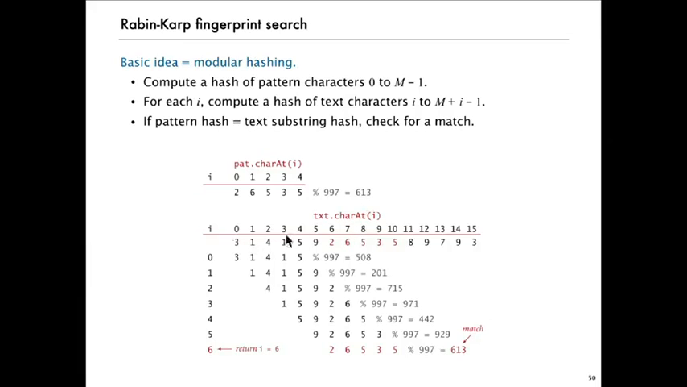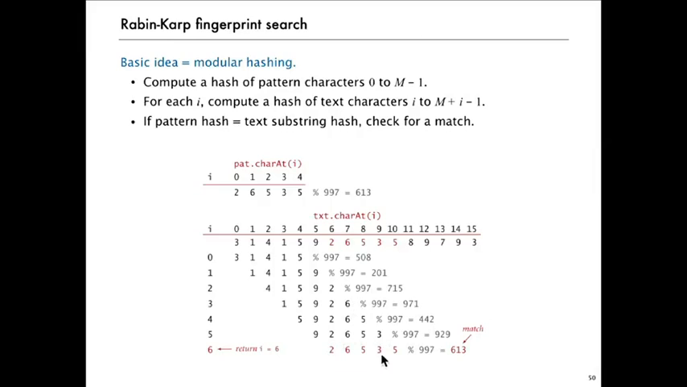So now suppose we have this text, and our pattern happens to occur here in the text. And what the method is built on is the idea of you take the first 5 characters in the text and compute its hash value. In this case, 31,415 mod 997 is 508. So that's different, so that's not the pattern. And then you take the next 5 characters, that's 201. That's different, it's not the pattern. Take the next one, that's 715. It's different, it's not the pattern. 15,926 mod 997 is 971, it's not the pattern.